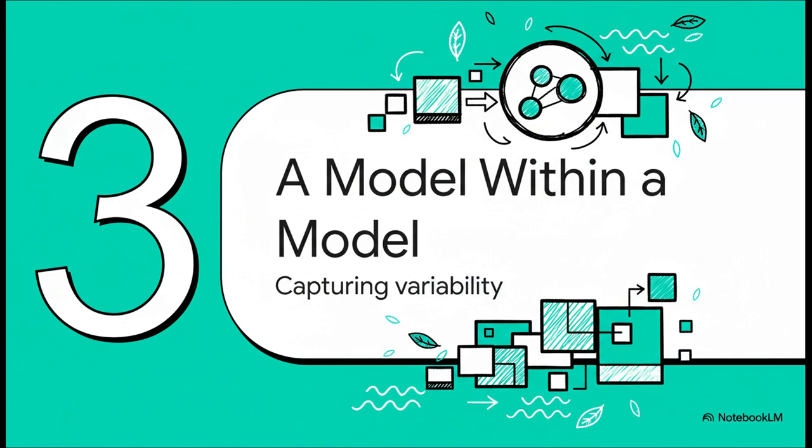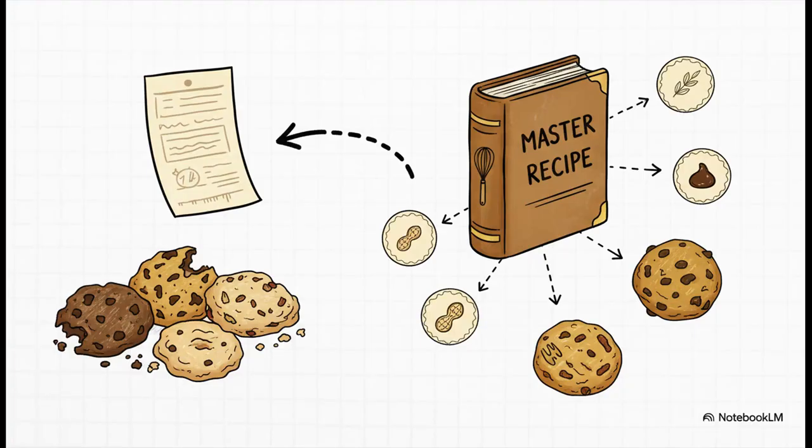It's a pretty cool concept. It's basically a model within a model. Before we get all technical, let's think about it like this. The standard model is kind of like having one single cookie recipe that you try to use for everything. Chocolate chip, oatmeal, peanut butter. The results are going to be a mess, right?